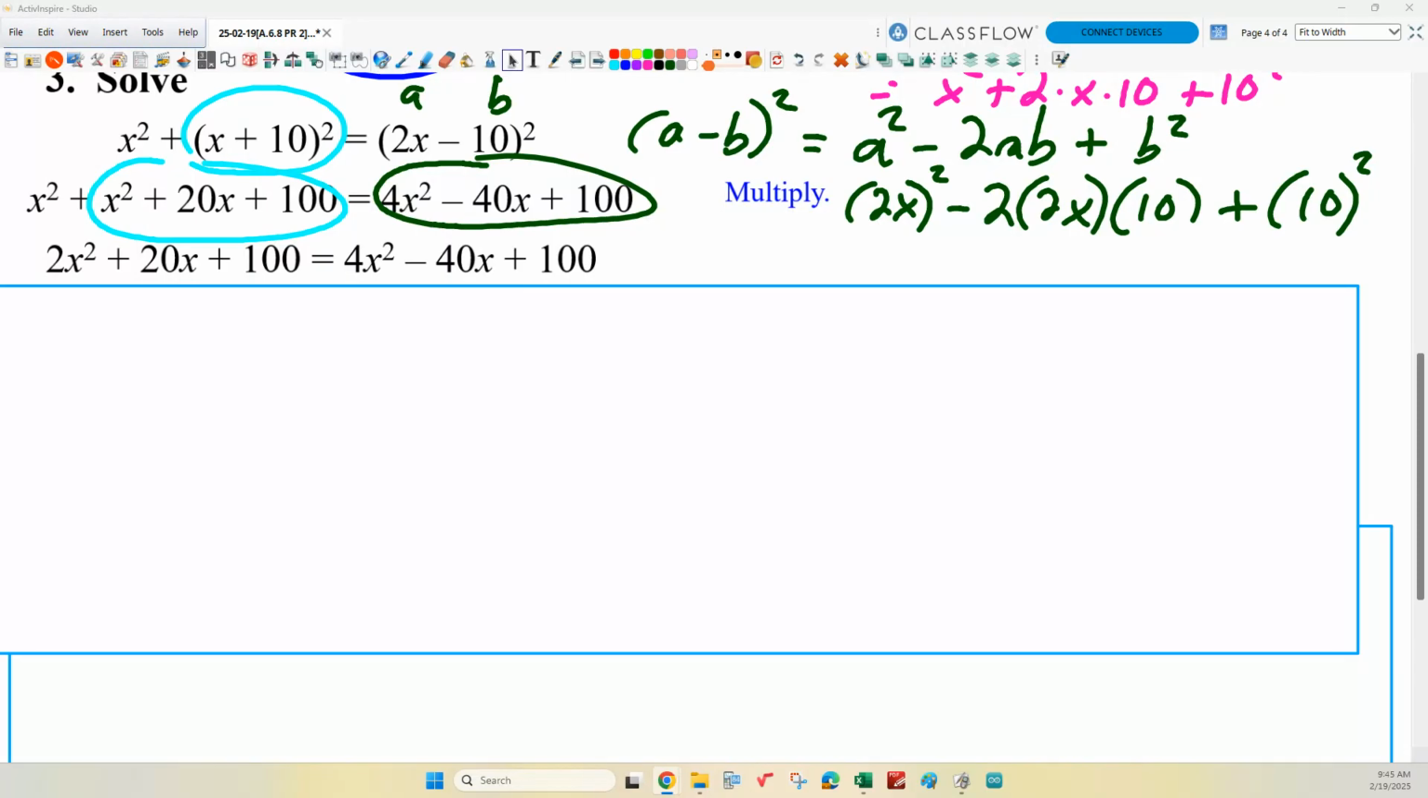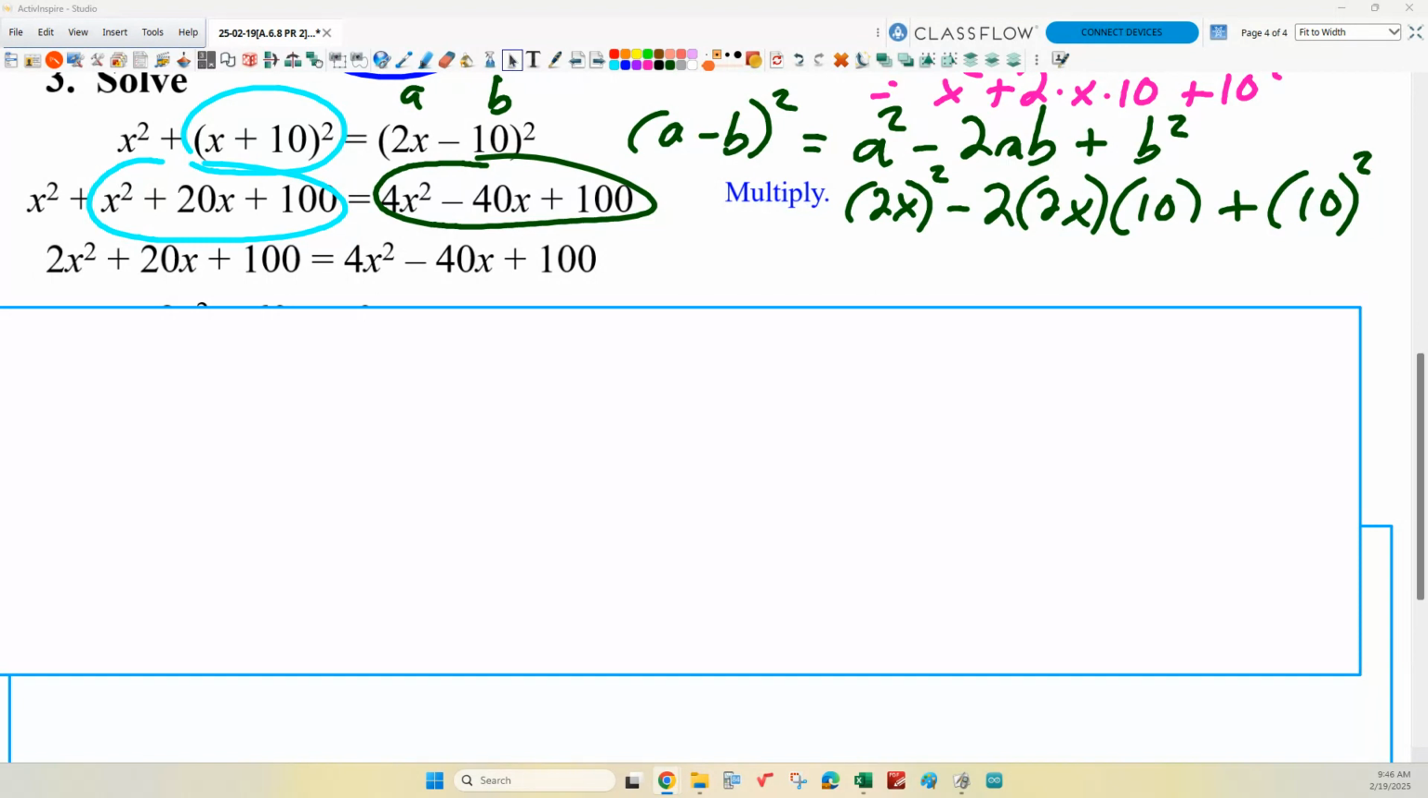So I'm going to subtract 2x squared from both sides. I'm going to subtract 20x. And I'm going to subtract 100. So all this stuff cancels. And what do I get? 2x squared minus 60x. And look, that cancels. Everybody get that? Equals 0.